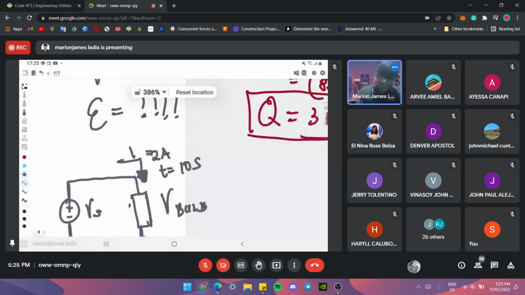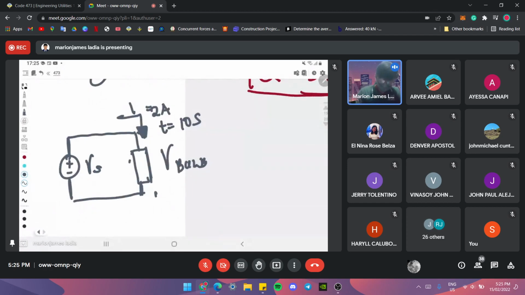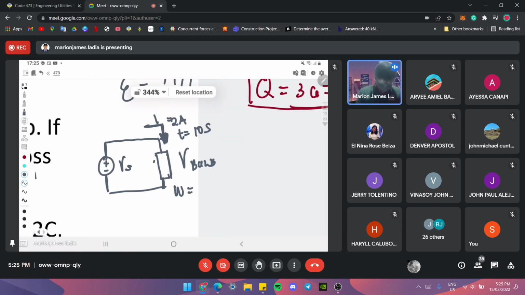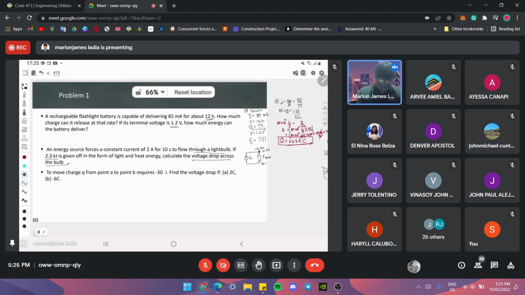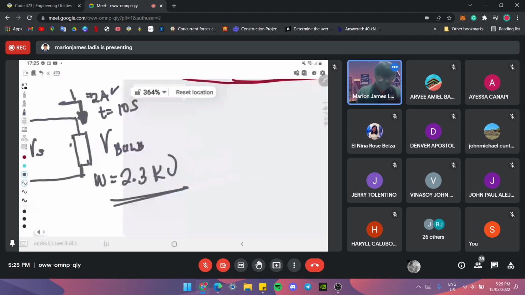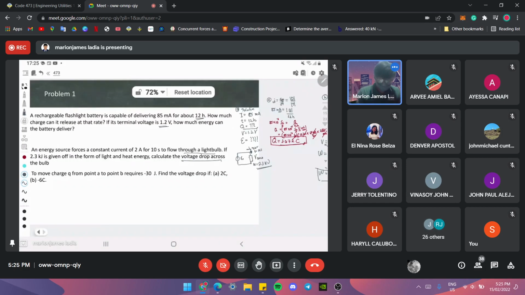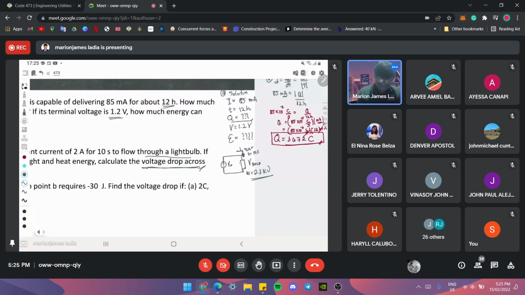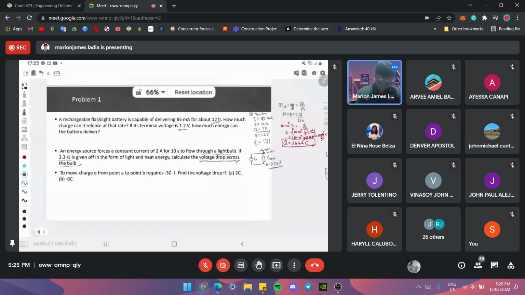So energy daw na ginagamit niya para pumasok yung 2 ampere dito is 2.3 kilojoule. So 2.3 kilojoule, 2 ampere. Of course, pag nahawakan mo yung 2 ampere, patay ka na dyan. So, from that, ang kinukuha natin is yung tinatawag natin voltage drop. So, paano ba yung magiging diskarte nito?